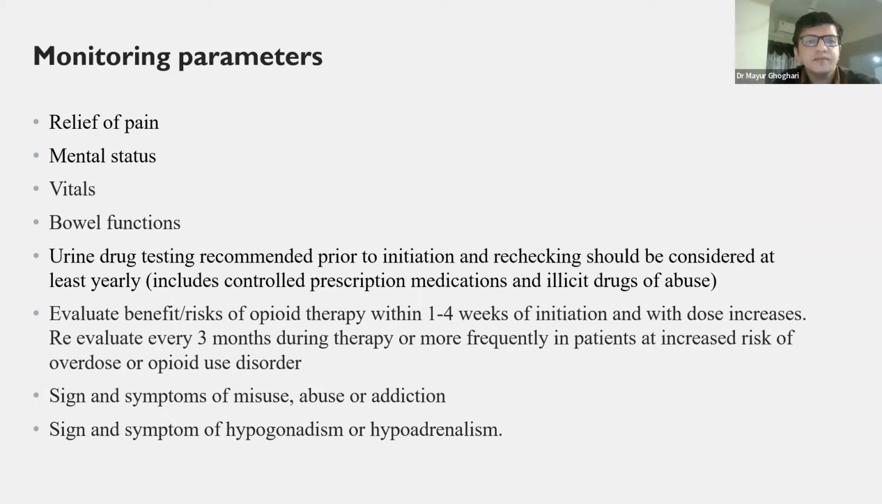Monitoring parameters in patients going to take tapentadol: see the relief of pain, mental status, vitals, bowel function. Urine drug testing is recommended prior to initiation, and rechecking should be considered at least yearly. It includes controlled prescription medications and illicit drugs of abuse. Evaluate the benefit-risk of opioid therapy within 1 to 4 weeks of initiation, and with dose increments, reevaluate every 3 months during therapy, or more frequently in patients at increased risk of overdose or opioid use disorder. Watch for signs and symptoms of misuse, abuse, or addiction, and signs and symptoms of hypogonadism and hypoadrenalism.